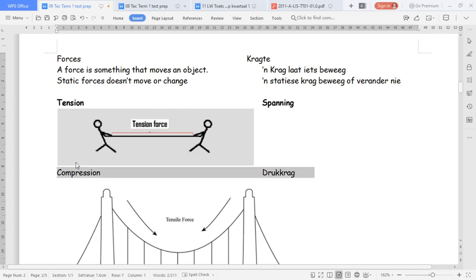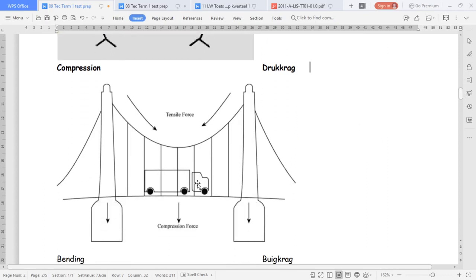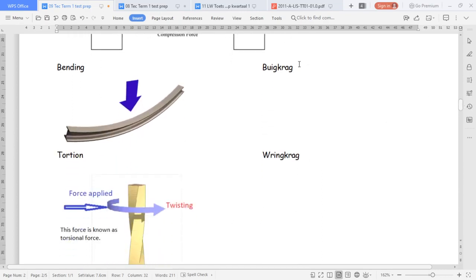Drukkrag is compression. So you compress two things together. Here we've got, for example, this car is compressing this bridge. It's moving down on it. So compression is usually two forces moving in the same direction. Okay, then we've got bending, buigkrag. So that's when something bends. You know what bending looks like.